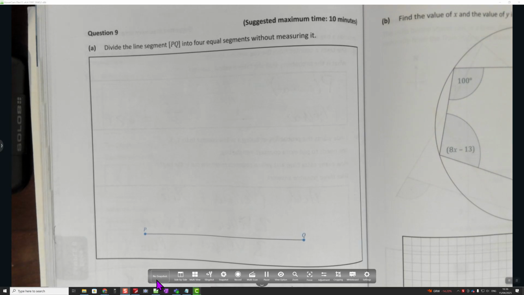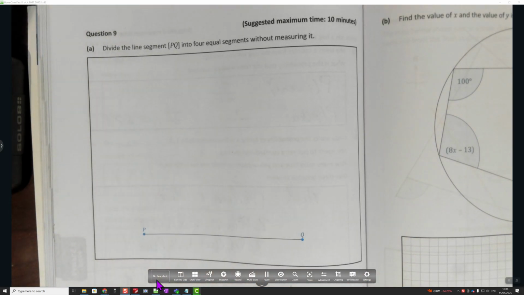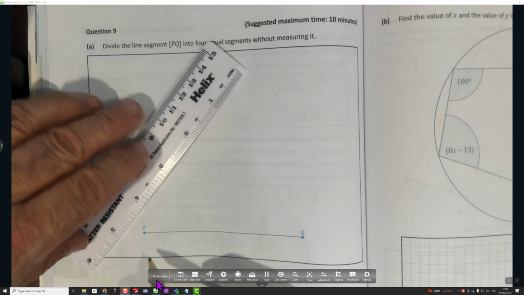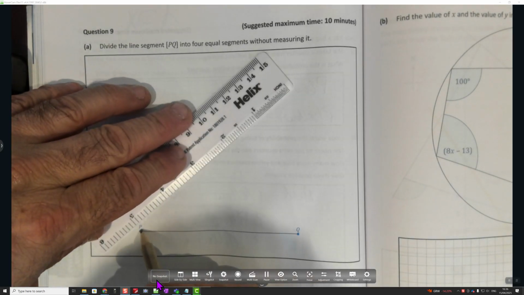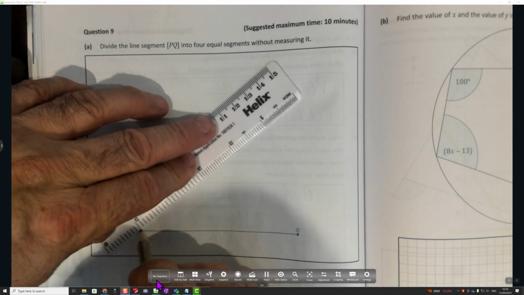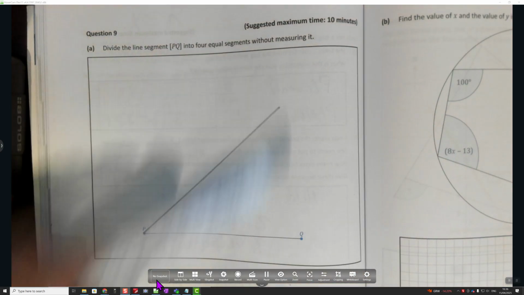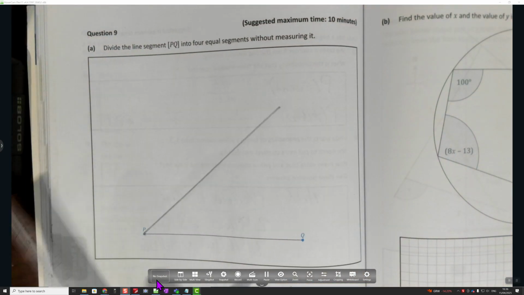Okay, welcome back. So here's one of our constructions we've been asked to do: to divide the line segment PQ, this line segment, into 4 segments without measuring it. Okay, so the method is to create part of a similar triangle, or just draw in an acute line segment like this.